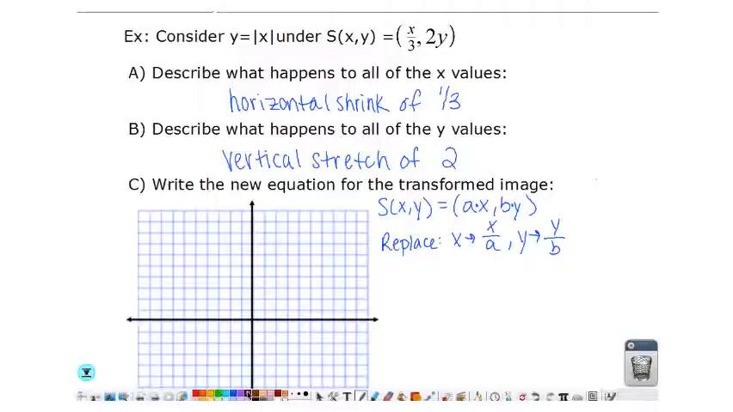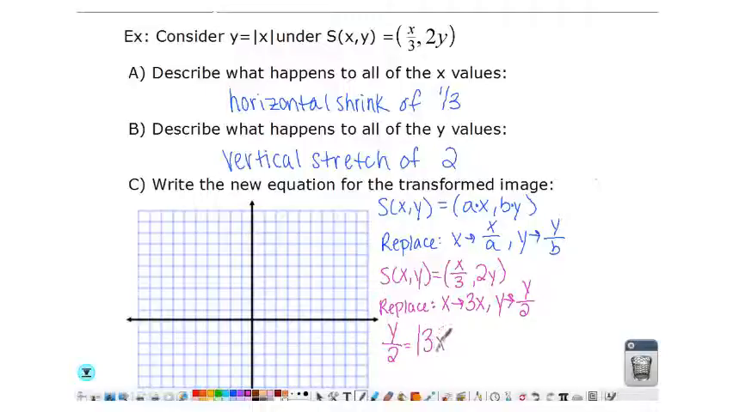So now for our problem, we have s of x, y, just rewriting our scale change, is x divided by 3 and 2 times y. So that tells us to replace with the opposite in our equation. Since we were dividing x by 3 before, we're going to replace with the opposite, which is multiplying x by 3. And y was being multiplied by 2 in the mapping, which means that we replace with the opposite, which is dividing it by 2. So now we go and actually substitute into our equation. Our original equation was y equals the absolute value of x. So now we have y over 2 equals the absolute value of 3 times x.